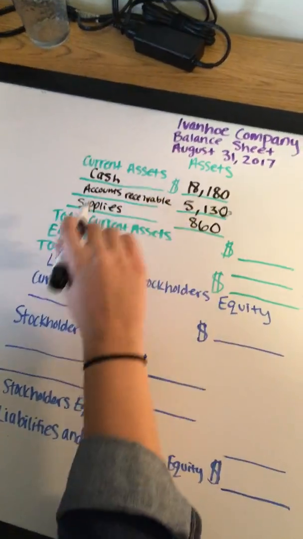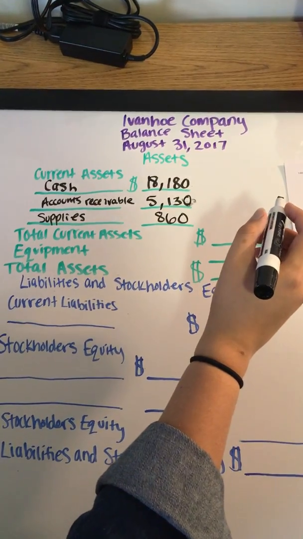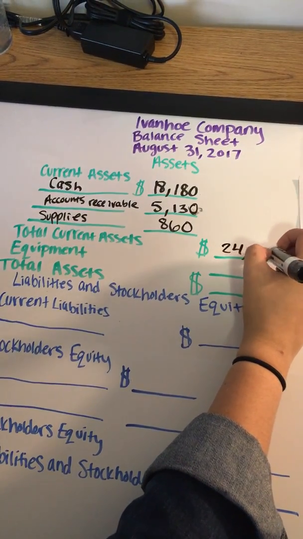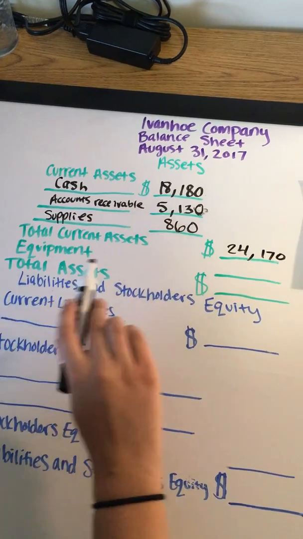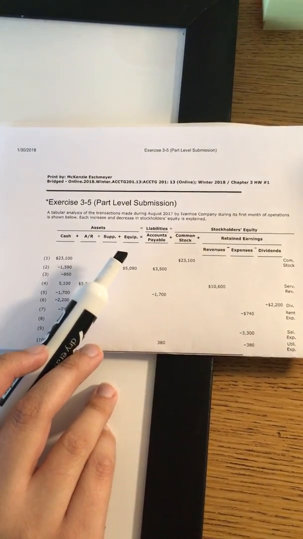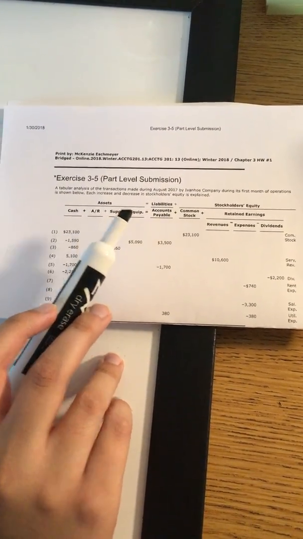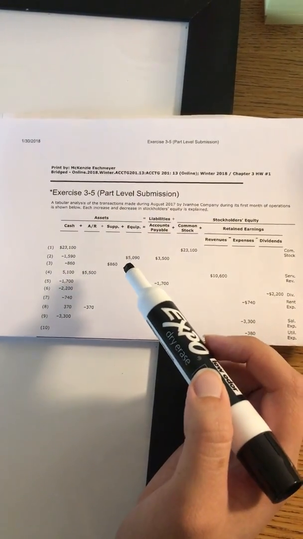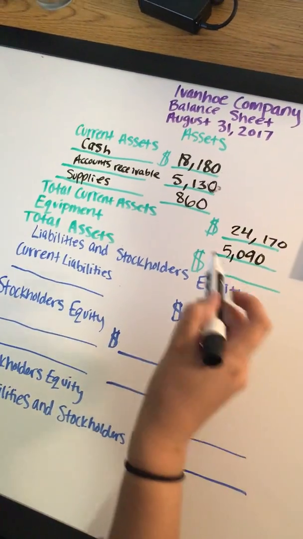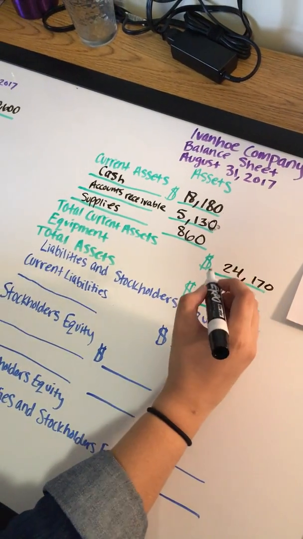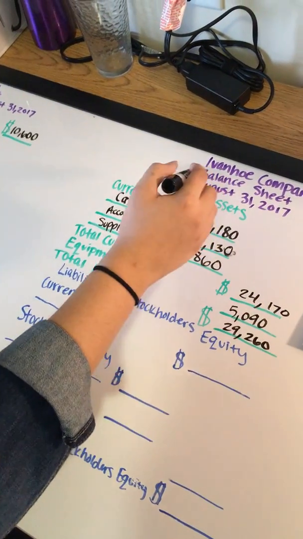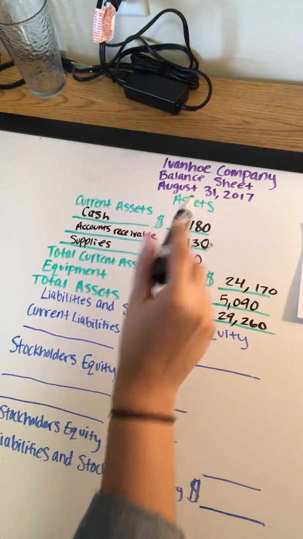Now we need to add up our total current assets of 24,170. Then equipment, which is under assets but, as we know, is not a current asset, which is something that can usually be turned into cash within a year. Equipment does not fall under that category, and is 5,090. Then we add our total assets, which is 29,260. So we just completed the assets part of the balance sheet.